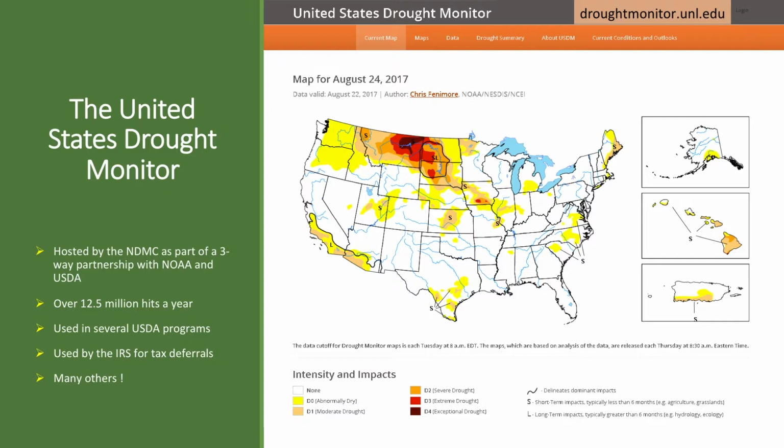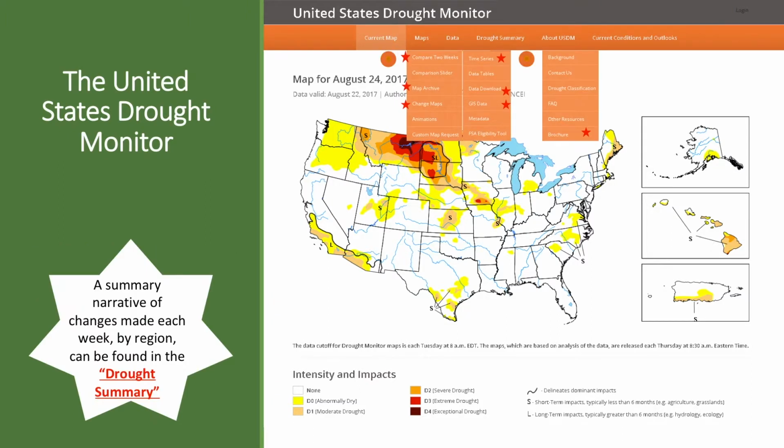I know you can't read it from the back of the room, but we do have these tabs up here: maps, data, drought summary, about the U.S. Drought Monitor, current conditions and outlooks. It's more than just the map. There's a lot of information that you can get on this web page, and I highlighted some of my favorites from these drop downs that I use.